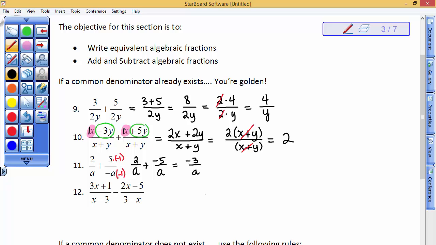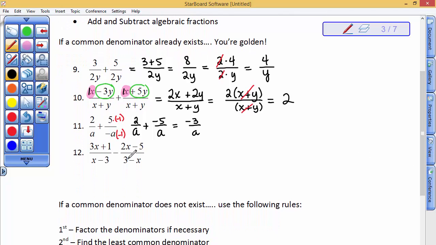So be careful with this one. In order to make this become the same as this denominator, x minus 3, I need to distribute a negative 1 times this. So the negative 1 times x will make that, I'm going to take this way over here. A negative 1 times that x will make it a positive x, and a negative 1 times 3 will make that a minus 3. But if I multiply the bottom by a negative 1, I got to multiply this top by a negative 1. So the 2x will become a minus 2x, and the minus 5 will become a plus 5. And now I'll put the first fraction here. I'll just recopy the 3x plus 1 over the x minus 3, and I'm ready.